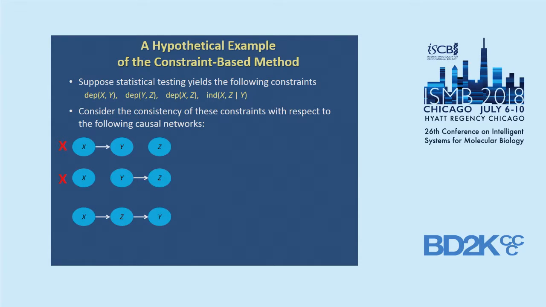What about this one? X causes Z and Z causes Y. Well, we have that X and Z are independent given Y from the data. That's one of the constraints. Here, we really wouldn't expect X and Z to be independent given Y, given that Y is basically just caused by Z. So this model doesn't support X and Z being independent given Y.